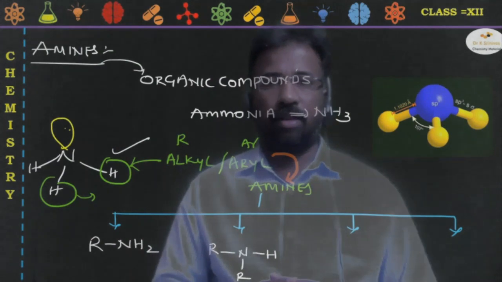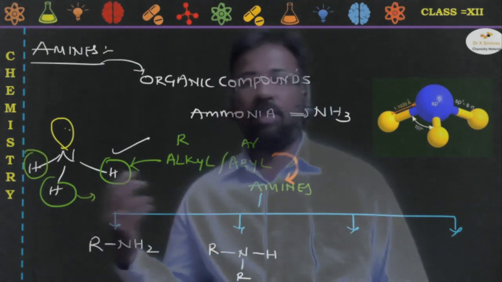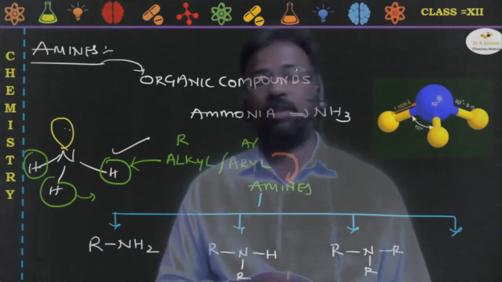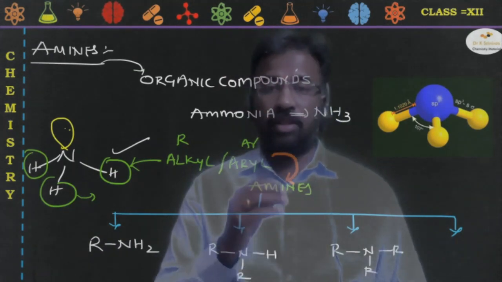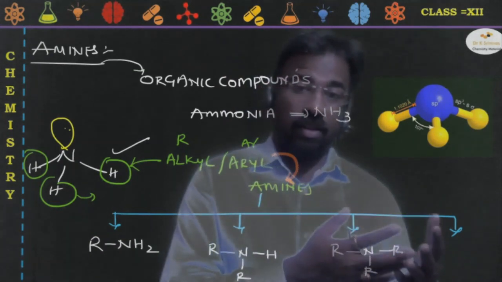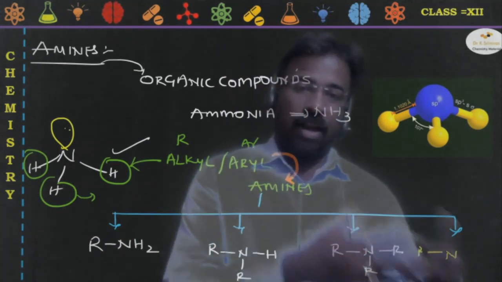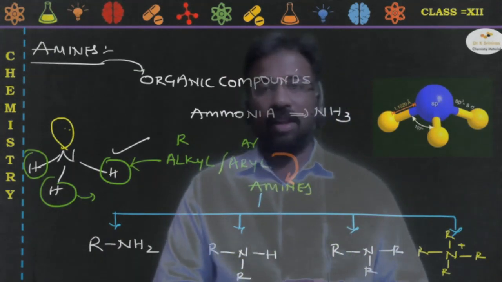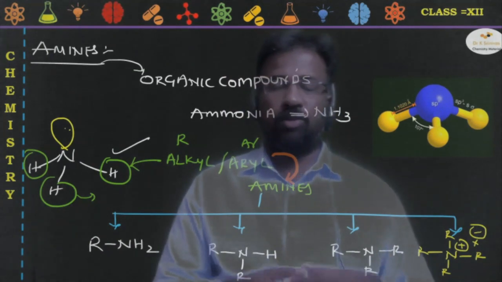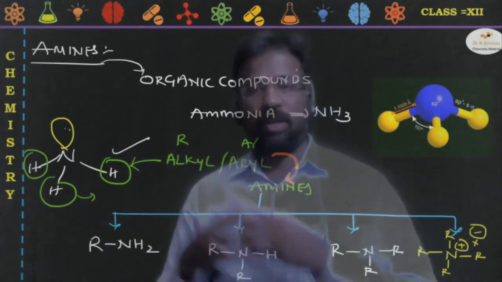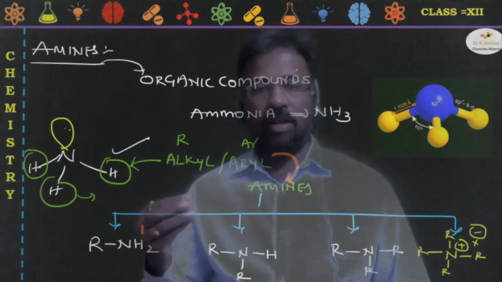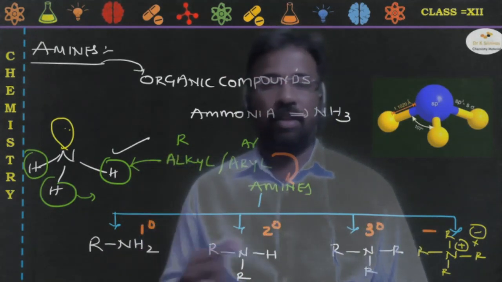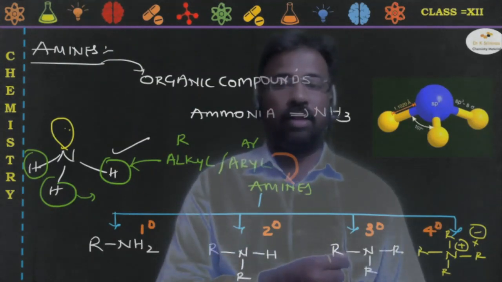Is it clear? Now let us go to the third one. We are replacing one more hydrogen, and we write three R's. That is the tertiary amine. Finally, we add one more alkyl halide to this, so we get the quaternary ammonium halide. So basically they are divided into four: primary, secondary, tertiary, quaternary. How to represent this? You can check 1 degree, 2 degree, 3 degree, and 4 degree.